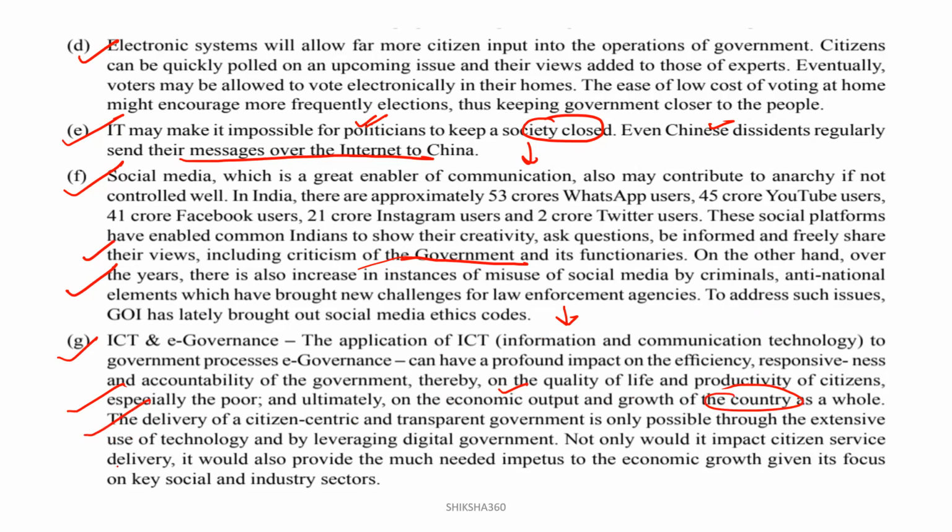The delivery of a citizen-centric and transparent government is possible through the extensive use of technology and by leveraging the digital government. Not only would it impact citizen service delivery, but it also provides much needed impetus to economic growth, given its focus on the key social and industry sectors.